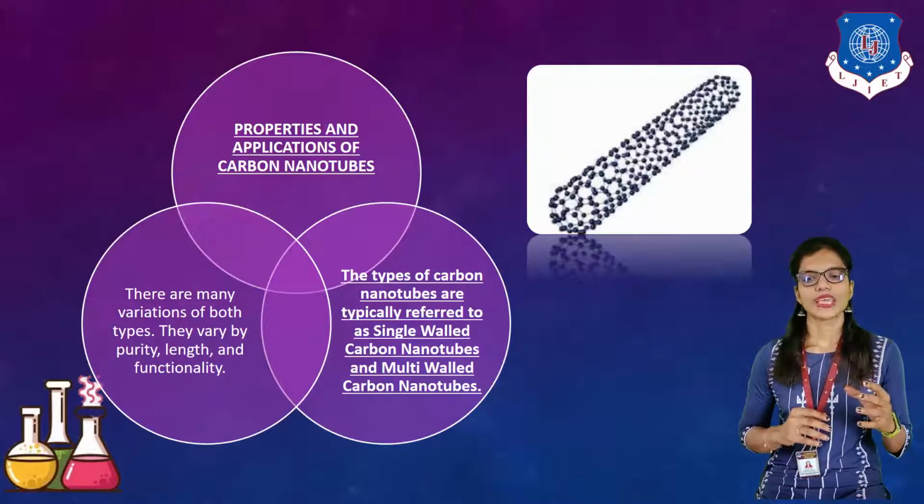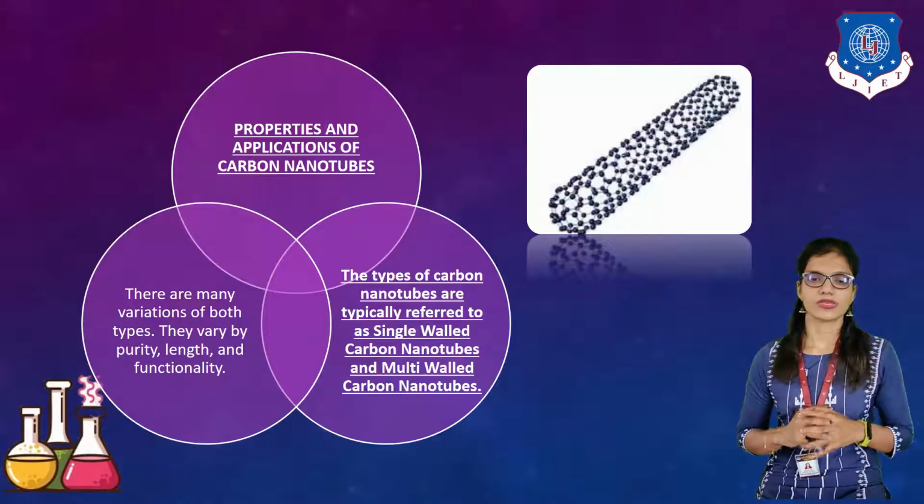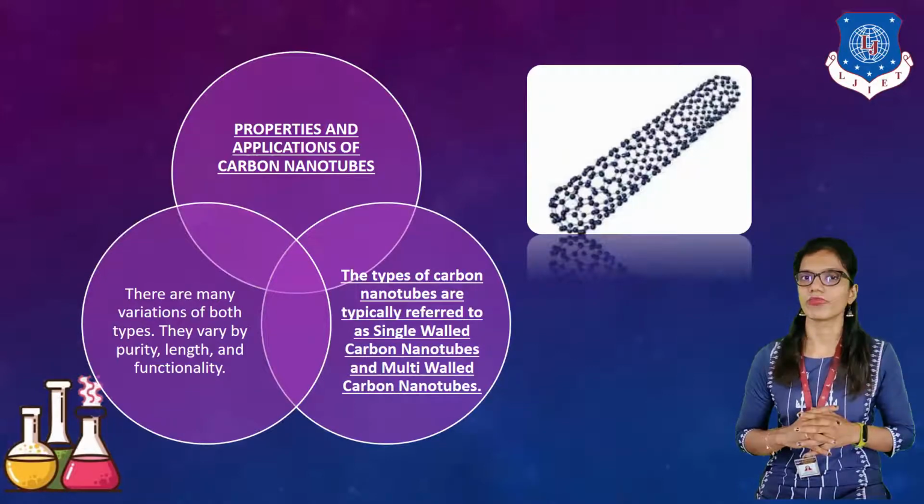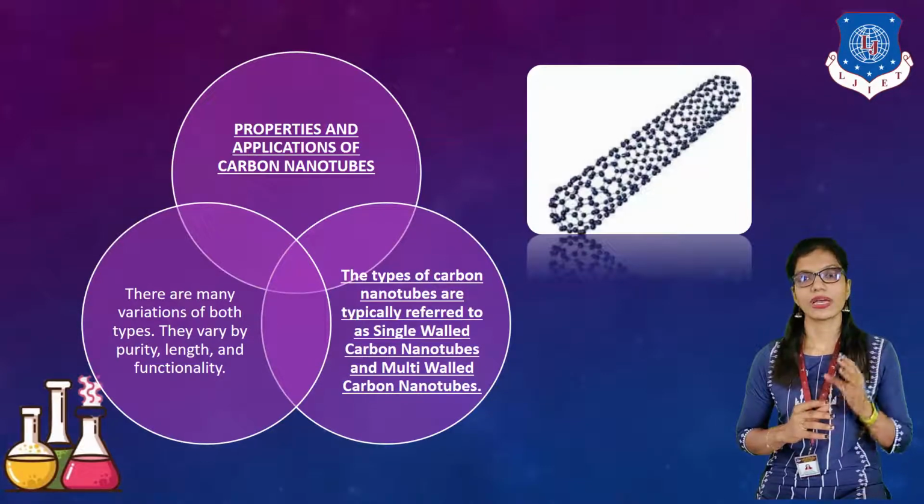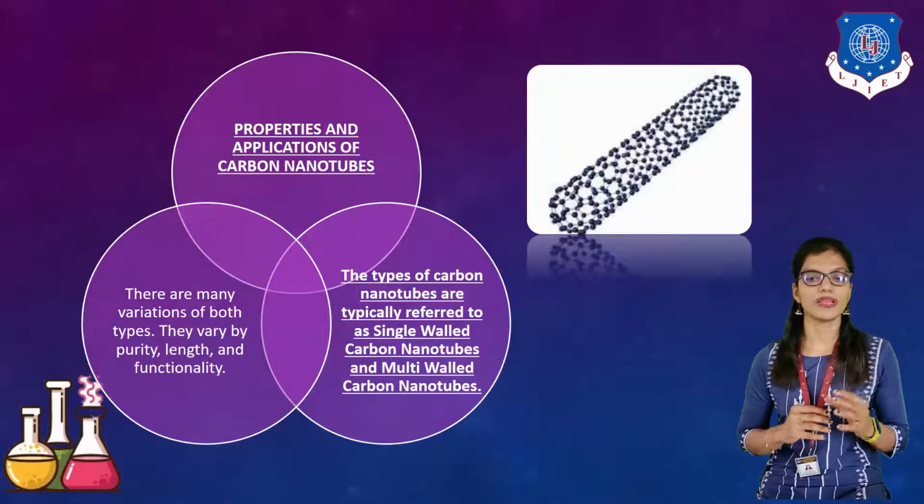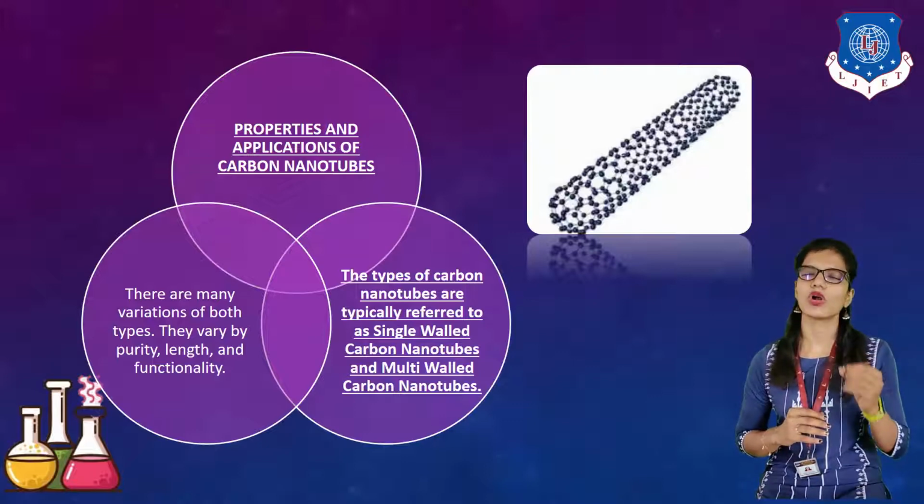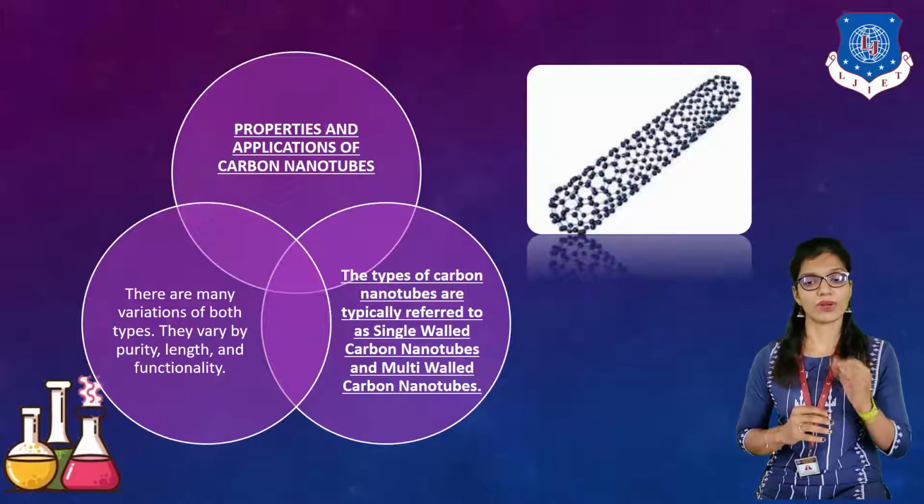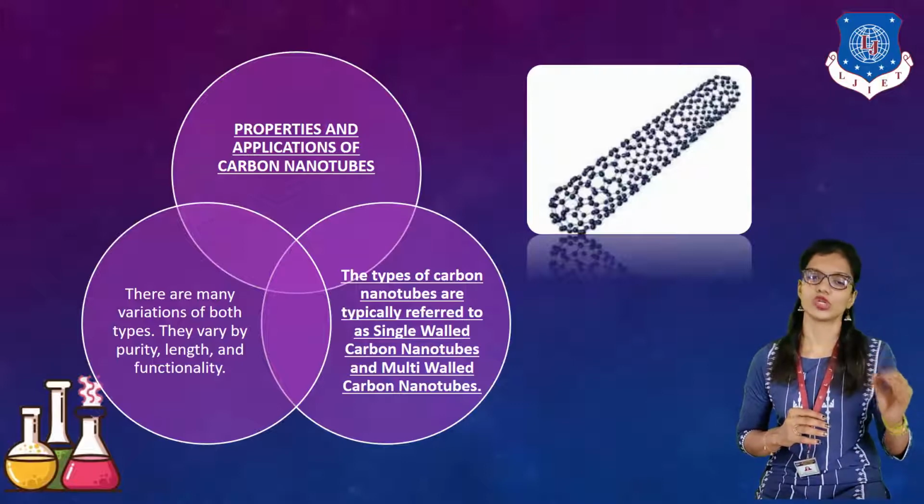Carbon nanotubes can be divided into two main parts. Number one, SWNTs, which is single-walled nanotubes, and another one, MWNTs, which is multi-walled nanotubes. Understand it properly here: the types of carbon nanotubes are typically referred to as single-walled carbon nanotubes, and similarly, we have multi-walled carbon nanotubes.